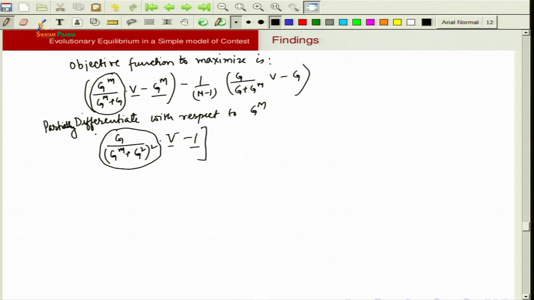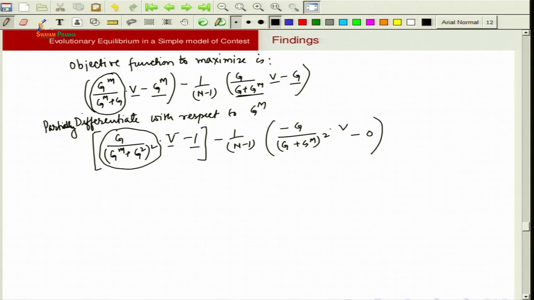This is our first bracket, minus 1 upon n minus 1. Here again V is constant, and we only have to differentiate this, which will be nothing but minus of G upon G plus G_M square, into V. Again the differentiation of G is 0, so minus 0. This is our partial differentiation with respect to G_M.